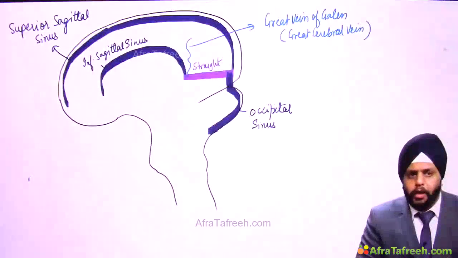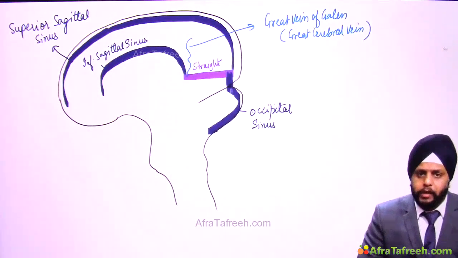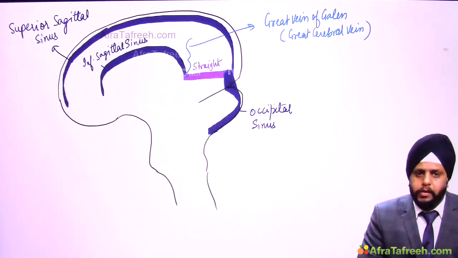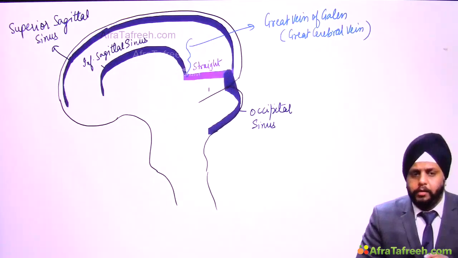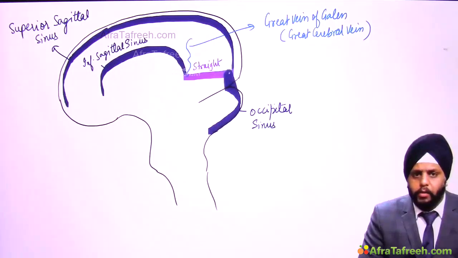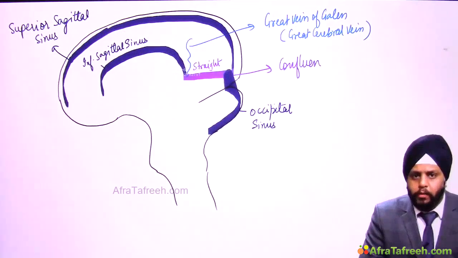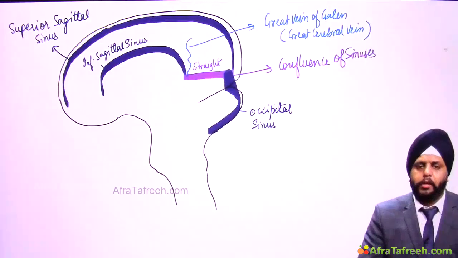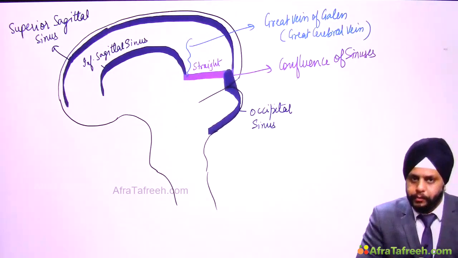So now you look over here, we have the superior sagittal sinus, we have the straight sinus, and we have the occipital sinus. All these three sinuses are draining at one place. This one place over here is known as confluence of sinuses. This place where all the sinuses are coming is known as confluence of sinuses.